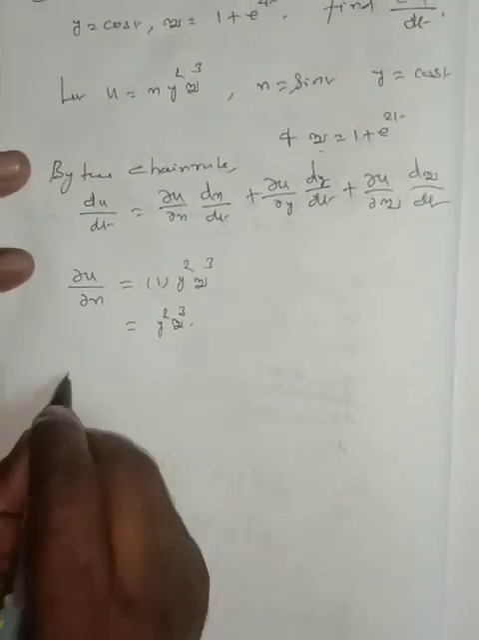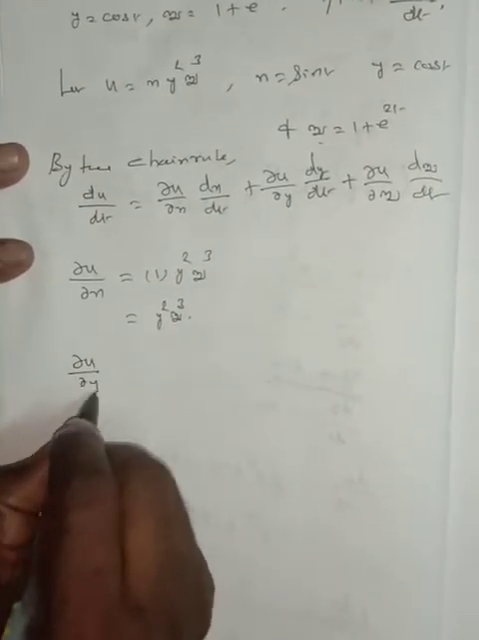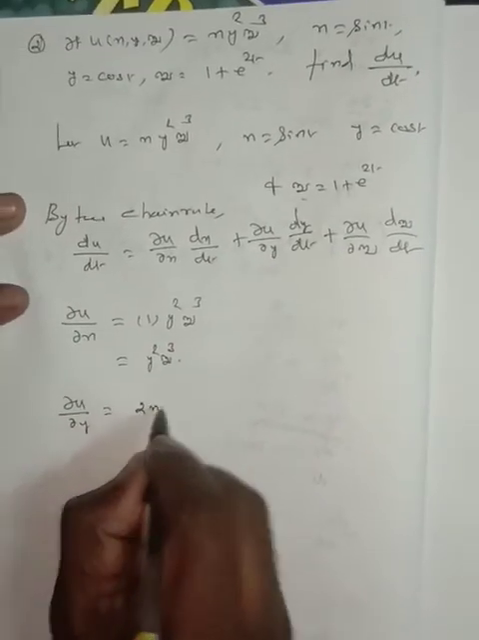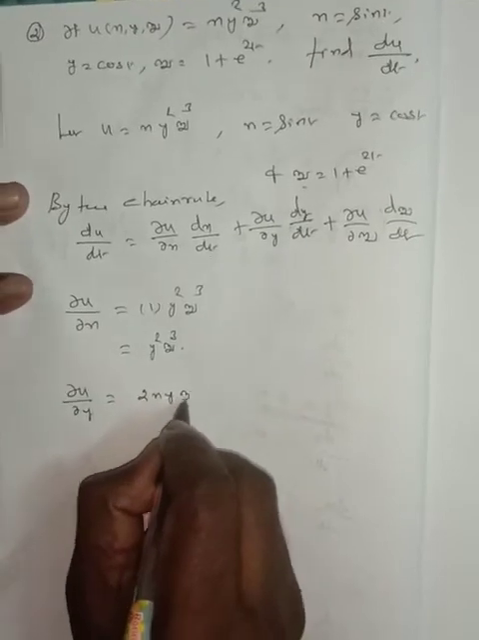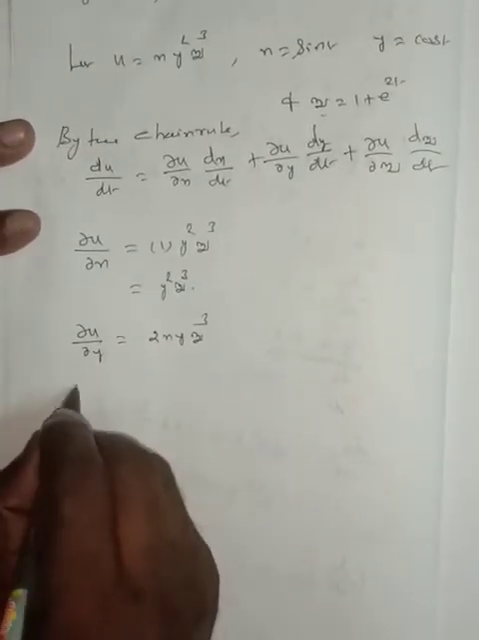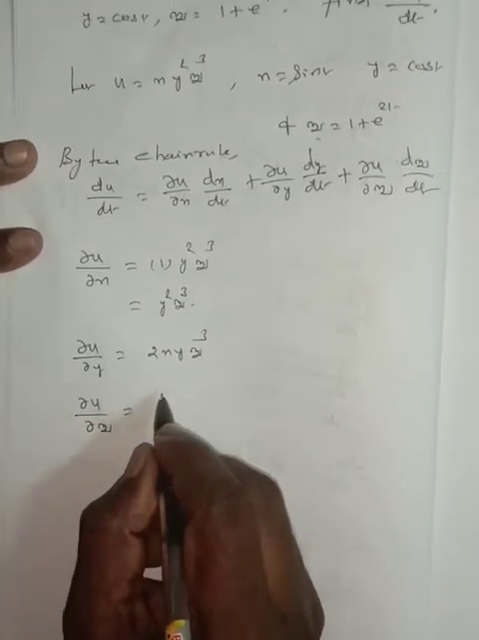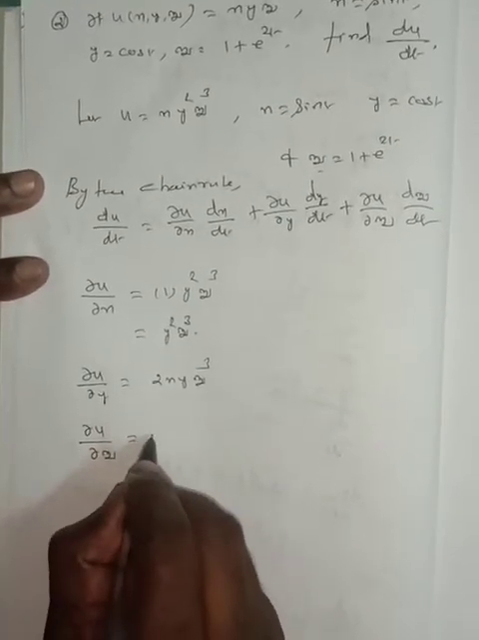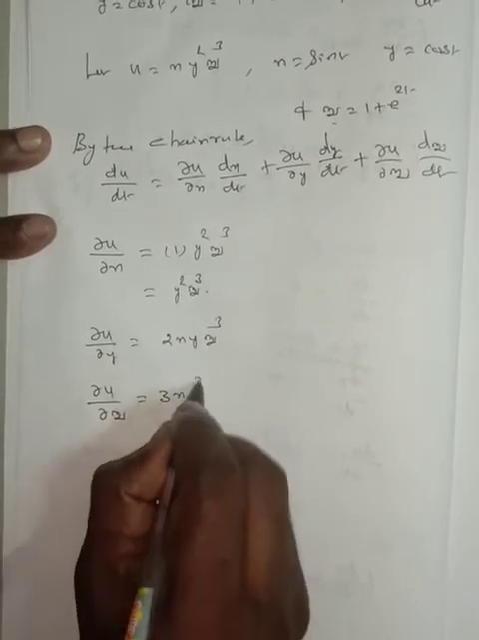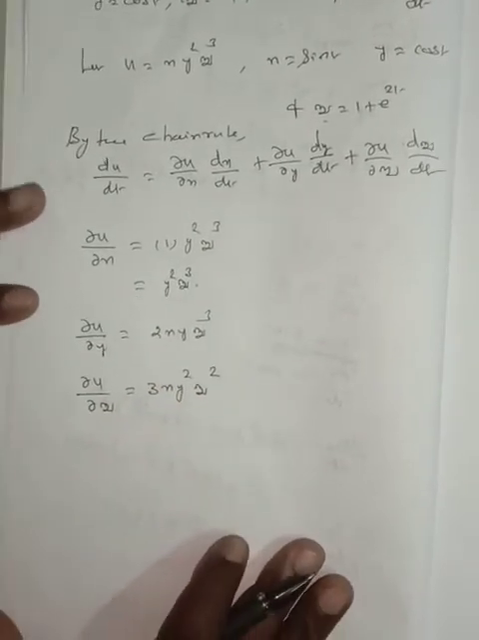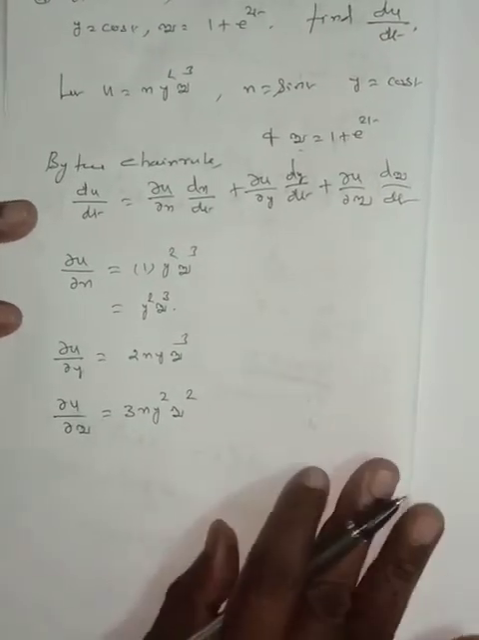Next, ∂u/∂y. ∂u/∂y is 2xy z³. ∂u/∂z is equal to 3xy² z². Now, next to find dx/dt.